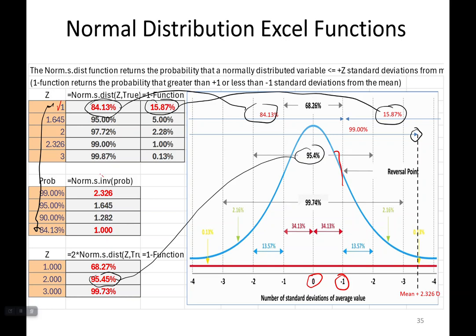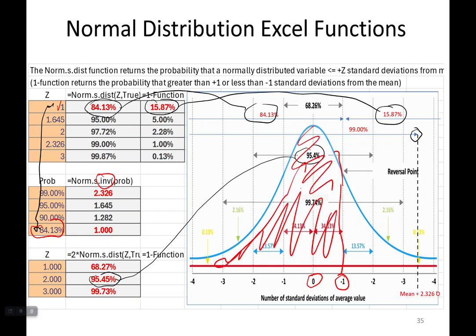If I use NORM.S.INV, I can do the inverse of this function. In other words, I could put in the 84%. Remember I said 84% of the values are less than this standard deviation above the mean. Well, in this function, NORM.S.INV, I type in 84%, and it'll tell me that it's 1 standard deviation.